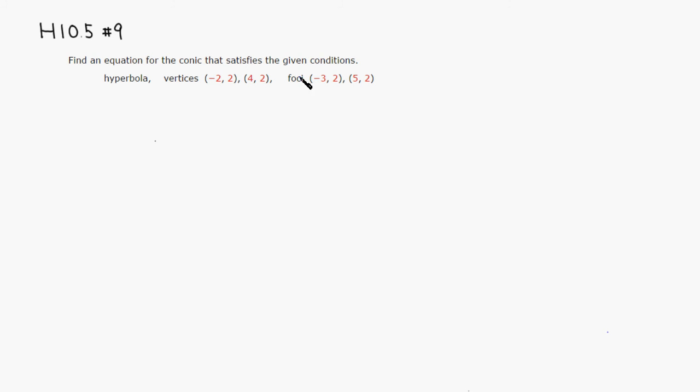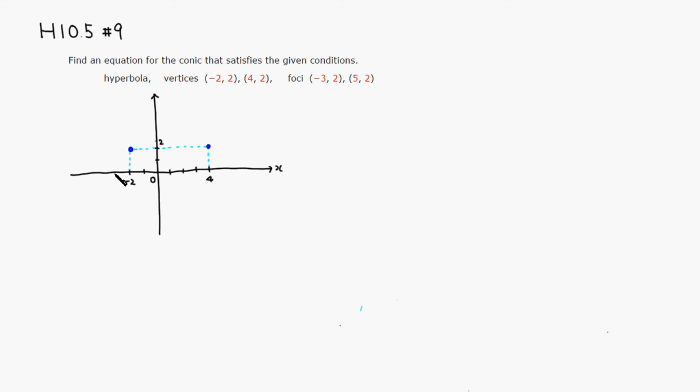So let's plot those points first. Here is the x-axis, and here is the y-axis. Then you have negative 2, 2. So it's 1, 2; here's negative 2, and 2 there. So we have a point there. Then another point would be 4, 2. So it's going to go 1, 2, 3, 4, and it's still at 2, so it's going to be a point right there.